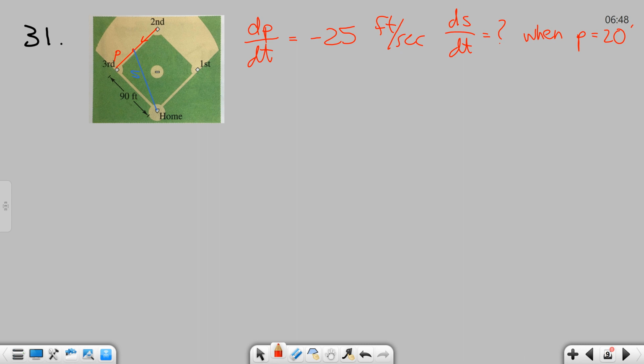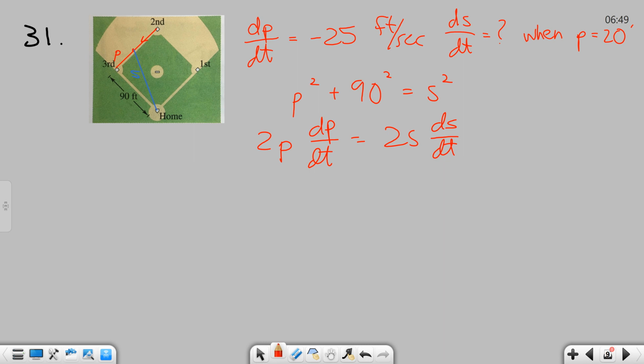Once again, we've got a standard Pythagorean theorem problem: P squared plus 90 squared is equal to S squared. And again, the distance from third base to home never changes, and therefore we can put that constant in. If a value never changes in the problem, you can put it into the initial equation. Derivative again: dP/dt is equal to, the derivative of 90 squared is 0, 2S dS/dt.